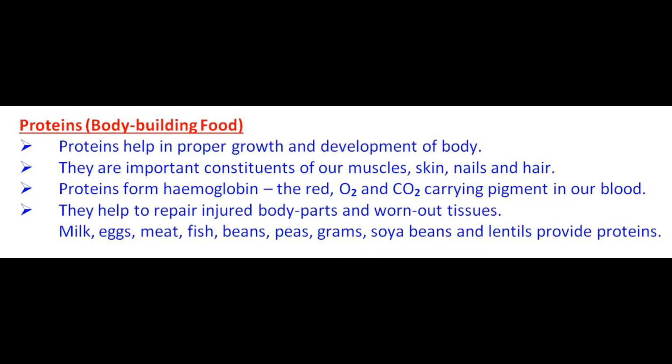Proteins form hemoglobin, the red pigment in our blood that helps carry oxygen and carbon dioxide through our blood. Proteins also help to repair the injured body part. If we get damaged or some muscle tissues have worn out, they help rebuild them. Milk, eggs, meat, fish, beans, peas, grams, soyabeans, lentils, dal. These provide the proteins.